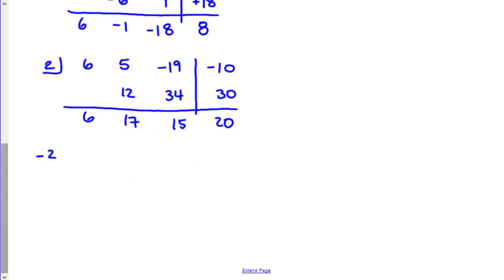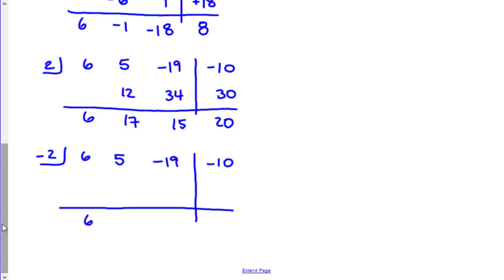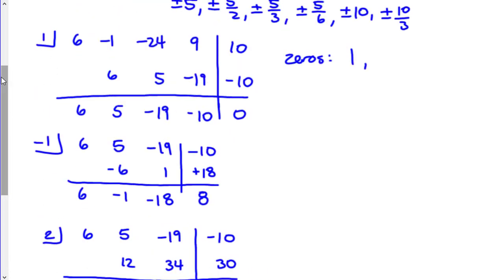Let's see what happens. So 6, 5, negative 19, negative 10. Let's bring the 6 down. This would be negative 12 or negative 7. Negative 2 times negative 7 is 14. Negative 19 and 14 give me negative 5, which multiplies to 10. Oh, and there's another 0. Okay, so I'm going to go up here and list negative 2 as a 0.